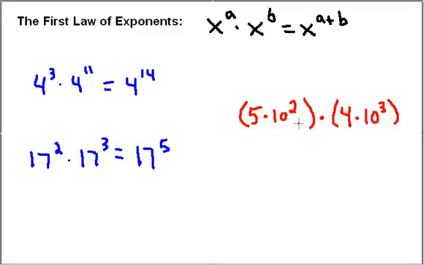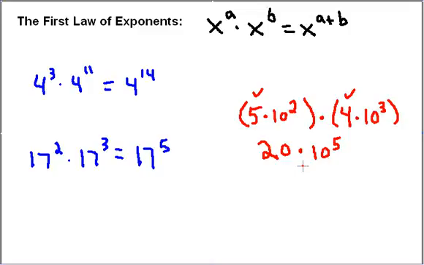So let's take those numbers that are similar. First of all, we have a constant of 5 and a constant of 4. What is 5 times 4? Well, 5 times 4 is 20. That takes care of the 5 and the 4. That then leaves us with 10 squared times 10 to the third. What is 10 to the second times 10 to the third? Using our first law of exponents, that's 10 to the fifth. So our answer here, and let me raise that dot just a little bit up so that we don't confuse it with a decimal point, is 20 times 10 to the fifth.